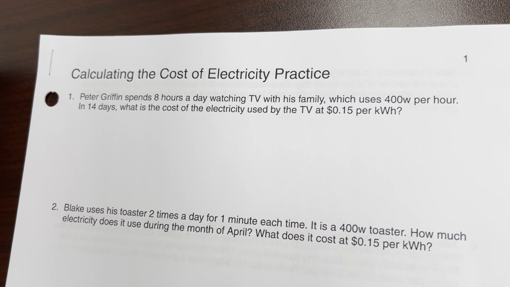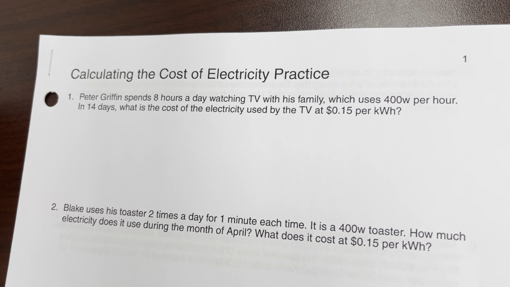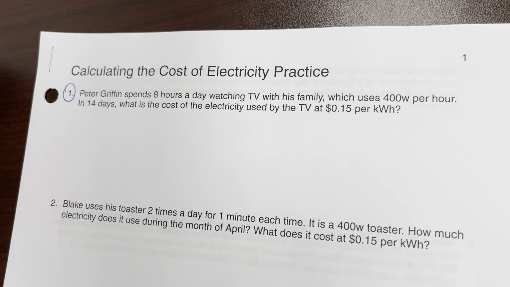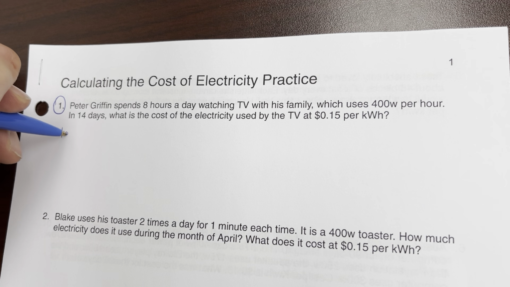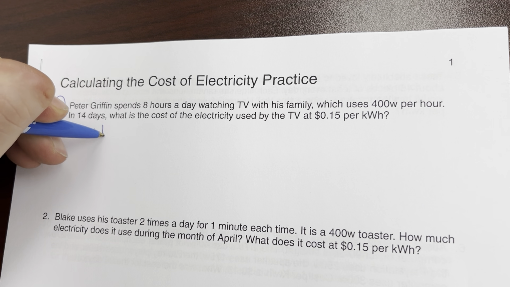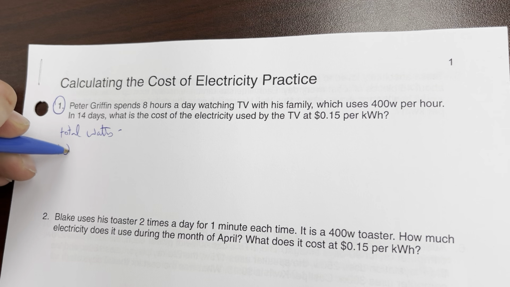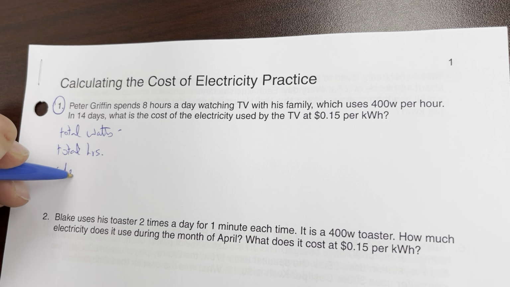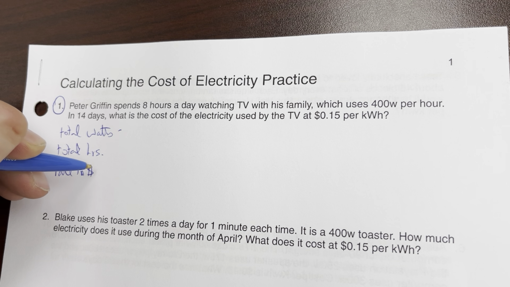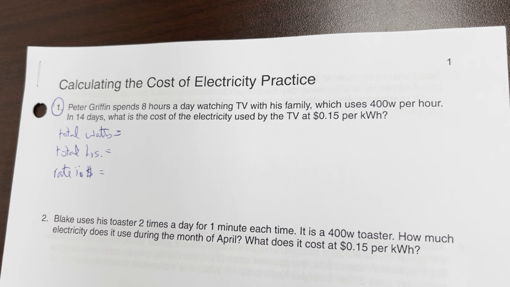All right, here's a video showing you how to do the exact 4 questions that'll be on the quiz tomorrow. So the first one's going to be number 1. Okay, so again, when we do these, we need to know 4 things when we're doing them. We need to know the total watts. We need to know the total hours. And then we need to know the rate in dollars. Okay, we're going to do that each time, and then we can do the calculations.